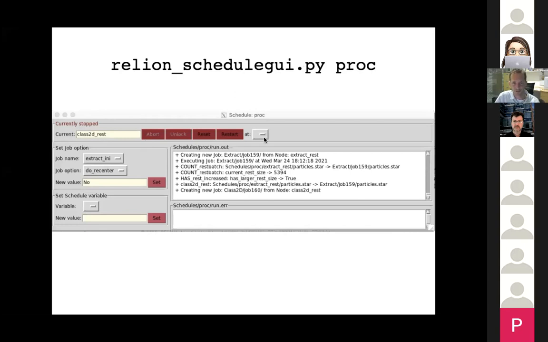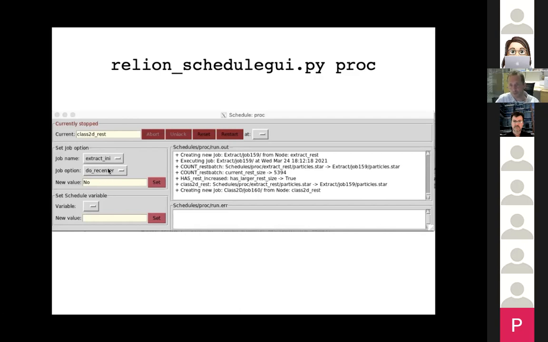This is a pull down menu, and you can restart at wait or at CTF find or wherever things went wrong. So if you see that you're running the whole scheme, but then you realize, I should have used a slightly lower threshold, for example, for the 2D class selection, because my particles are not as good as I'd hoped, you can just abort the processing pipeline, go to, this is a pull down menu of all the jobs, you can go to the particle select job and select the option of the threshold.